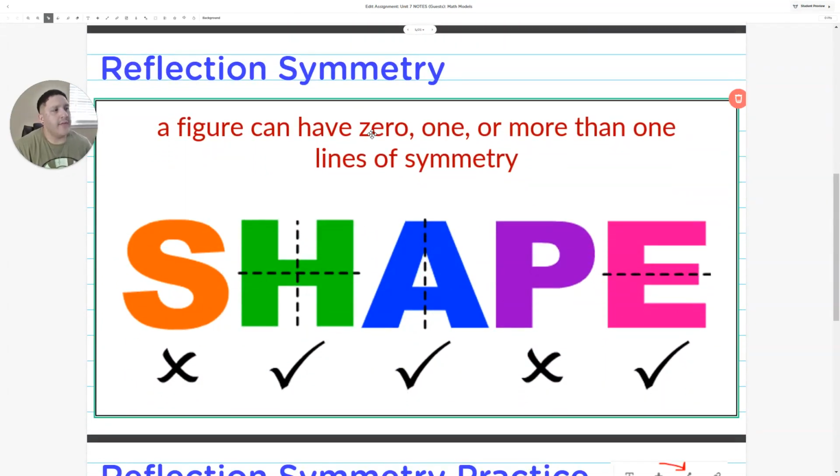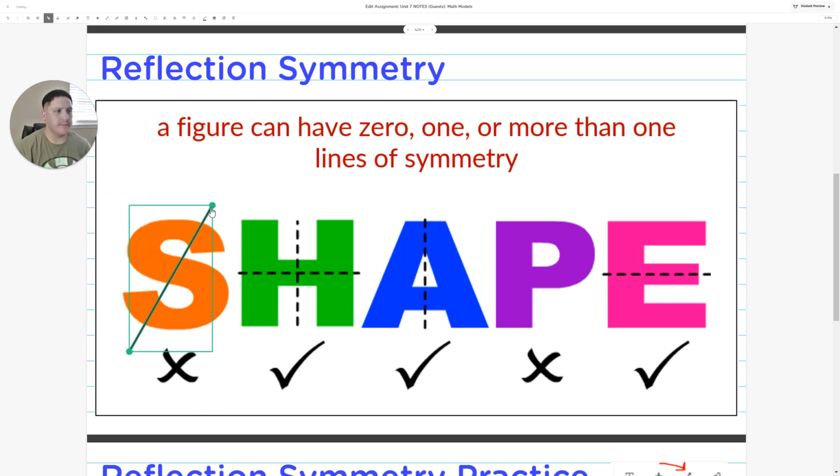A figure can have 0, 1, or more than one line of symmetry. For example, the letter S. There are no lines that you could put on it that will make it reflect back a similar image.